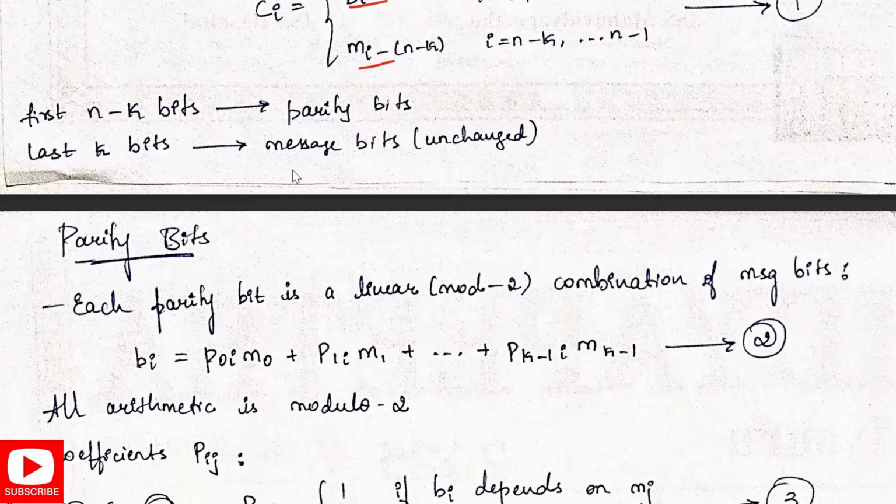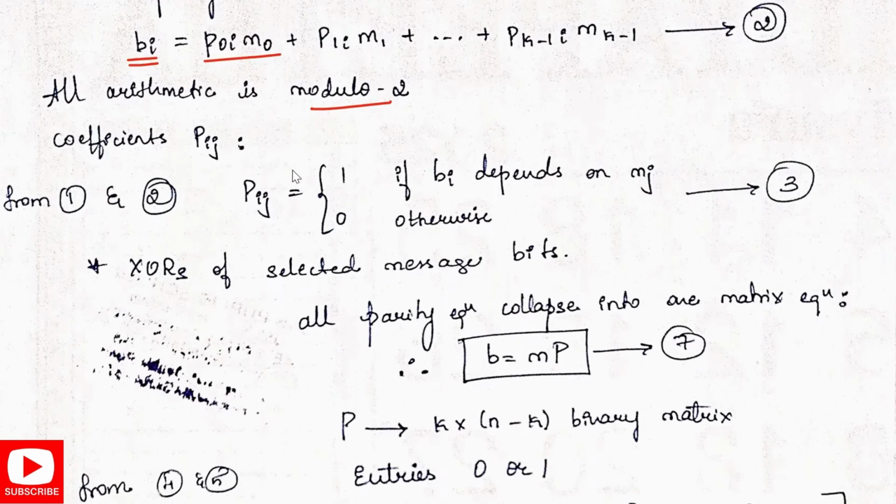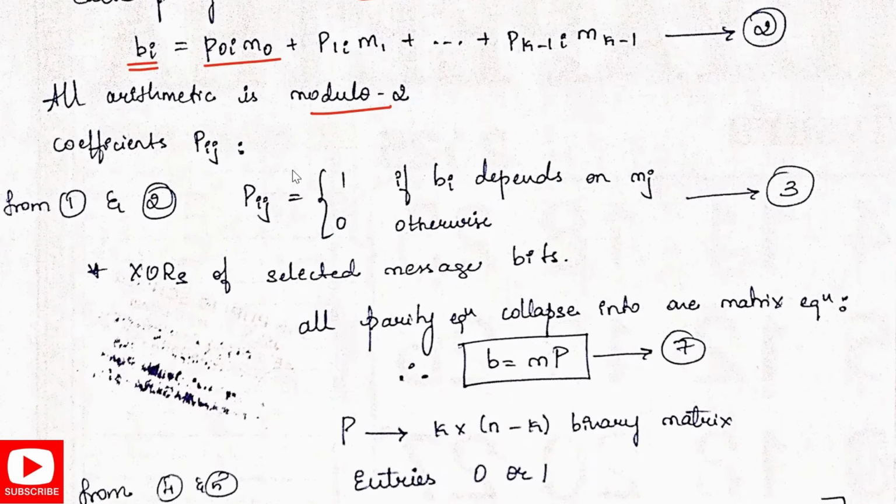Then what is a parity bit? Each parity bit is a linear modulo 2 combination of the message bits. That is, bi can be represented as p0i m0 and so on. So this is how we write bi. All the arithmetic is modulo 2. Coefficient pij is 1 or 0: if bi depends on mj it is 1, otherwise it is 0. So we use XORs of selected message bits.